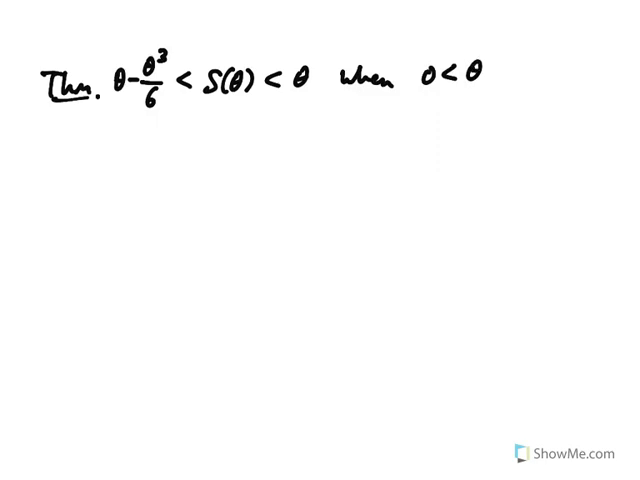All right, so to go further with our analysis, we need some sort of estimates now. And I'm going to begin with this estimate that capital S of theta is less than theta and also greater than theta minus theta cubed over 6 when theta is a positive number that is less than 4 root 5. Pretty strange constant, 4 root 5, that appears here. You'll see where it comes from when we do the proof.